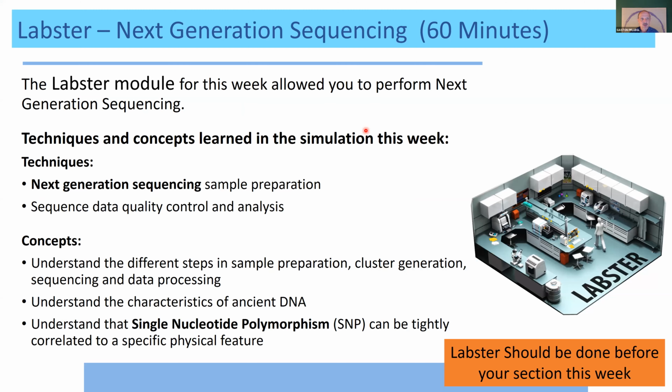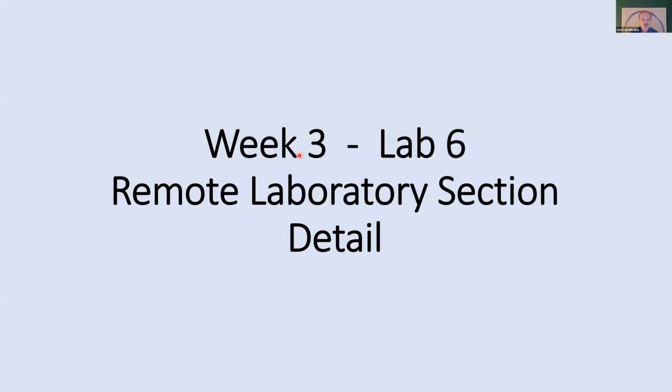So here's Labster. It's going to cover next generation sequencing, but it also introduces single nucleotide polymorphisms, SNPs or variants, in our case NSV. And that's what we're going to be using in this lab. So you better know what this is. So start with Labster. It gives you a good introduction. It's an hour, so leave yourself enough time to do this before you dive into the lab, right?